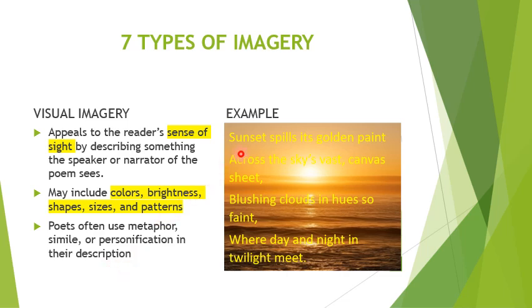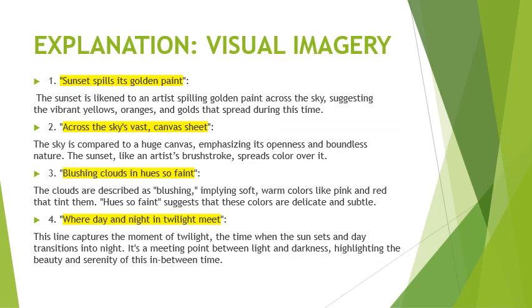For example: Sunset spills its golden paint across the sky's vast canvas sheet. Blushing clouds in hues so faint, where day and night in twilight meet. Now, let's try to decode. Let's try to understand its deeper meaning line by line.